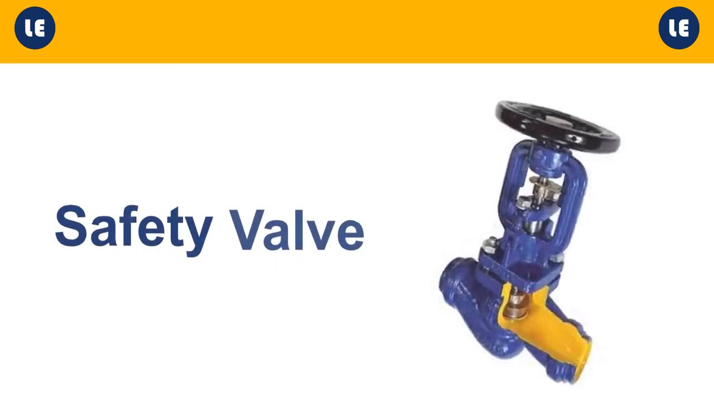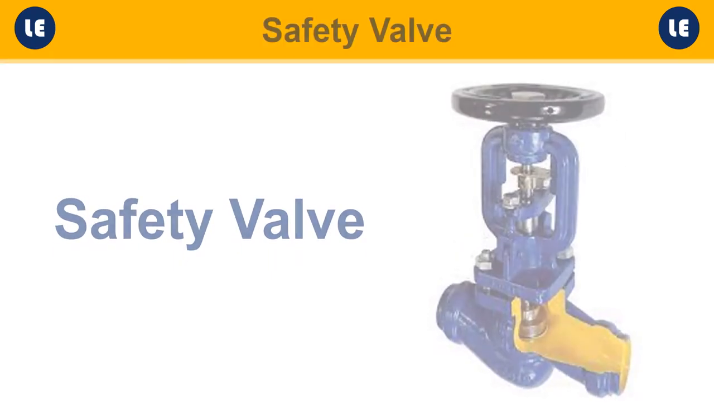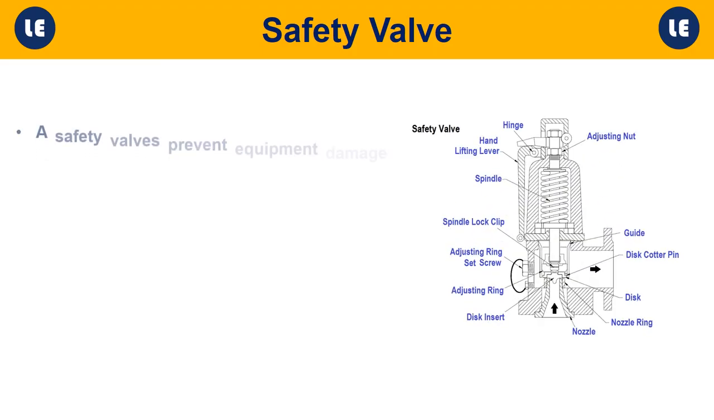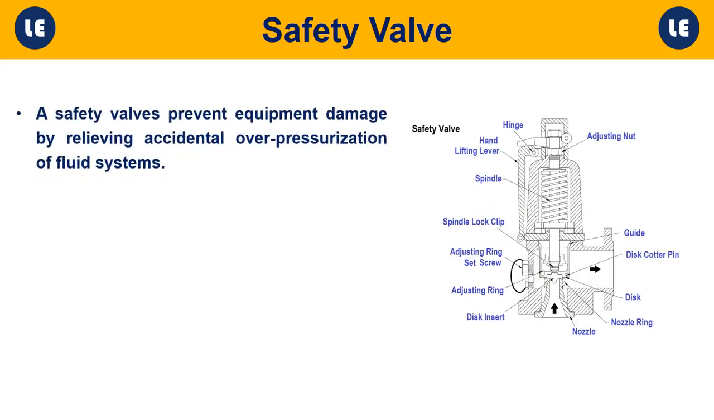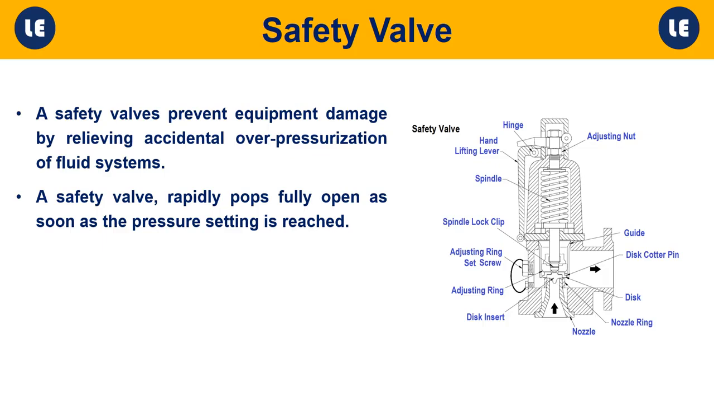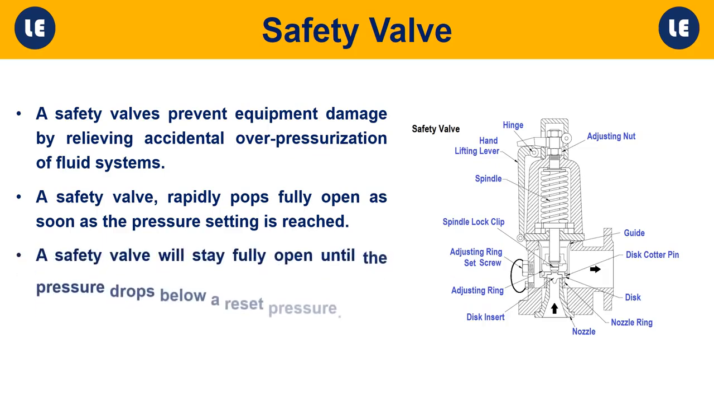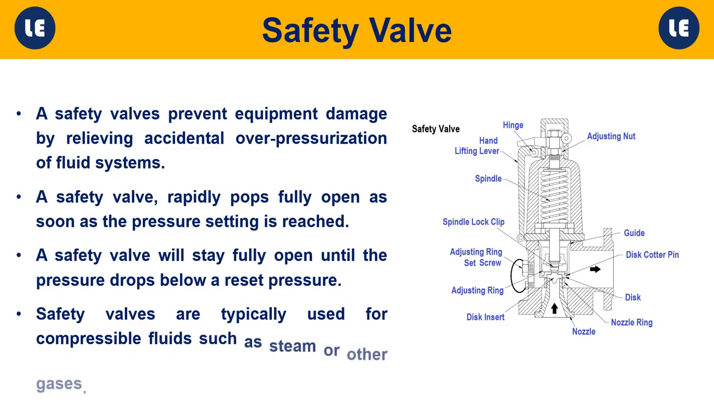Safety valve. Safety valves prevent equipment damage by relieving accidental overpressurization of fluid systems. A safety valve rapidly pops fully open as soon as the pressure setting is reached. A safety valve will stay fully open until the pressure drops below a reset pressure. Safety valves are typically used for compressible fluids such as steam or other gases.